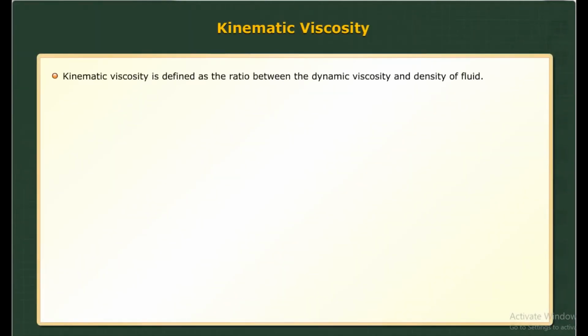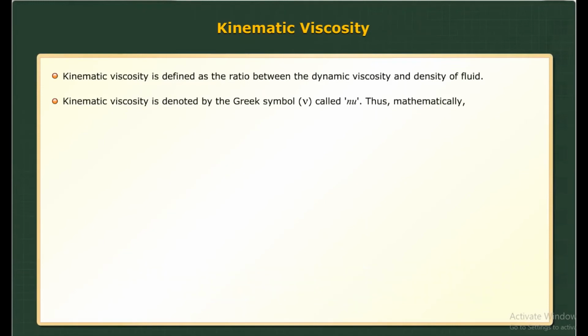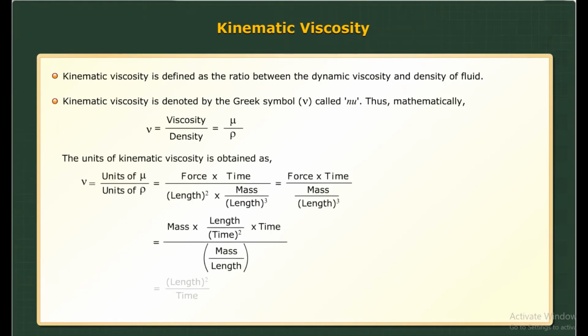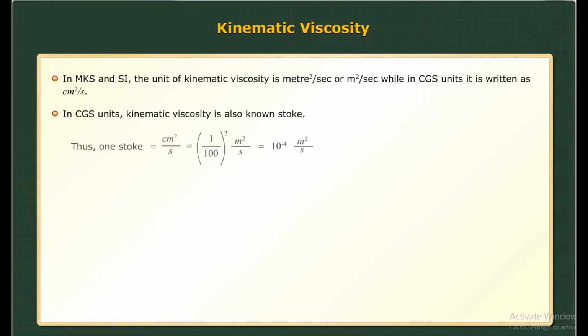Kinematic viscosity. It is defined as the ratio between the dynamic viscosity and density of fluid. It is denoted by the Greek symbol nu. Thus, mathematically it is as given. The units of kinematic viscosity are obtained as follows. In MKS and SI, the unit of kinematic viscosity is meter square per second or m square per second, while in CGS units it is written as centimeter square per second. In CGS units, kinematic viscosity is also known as stokes.